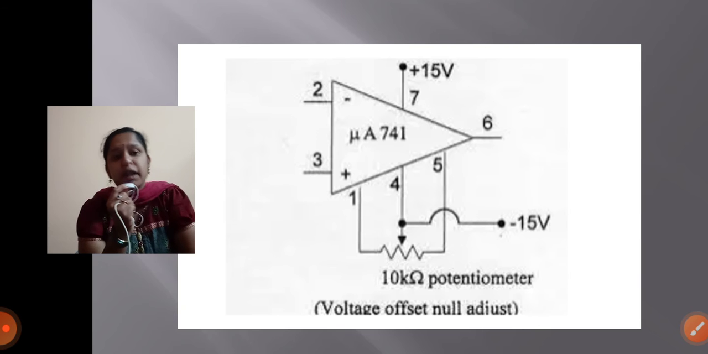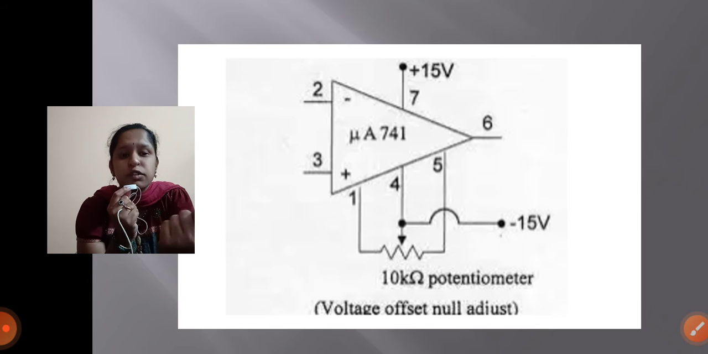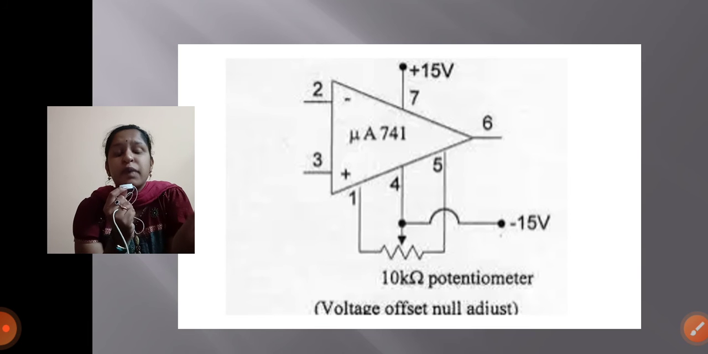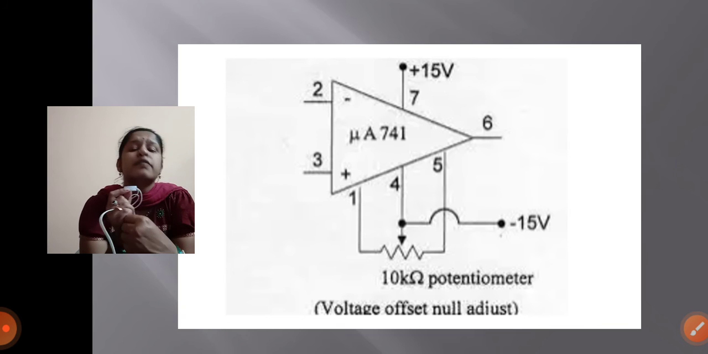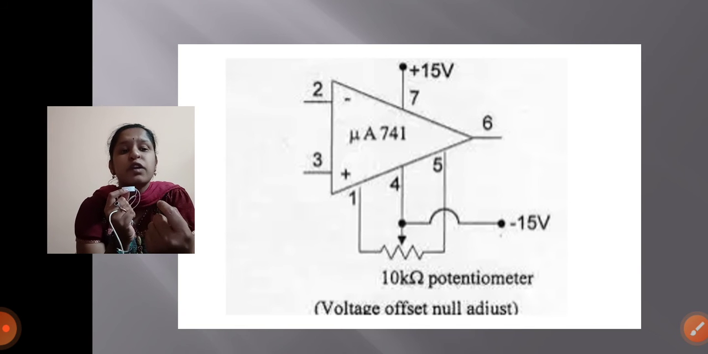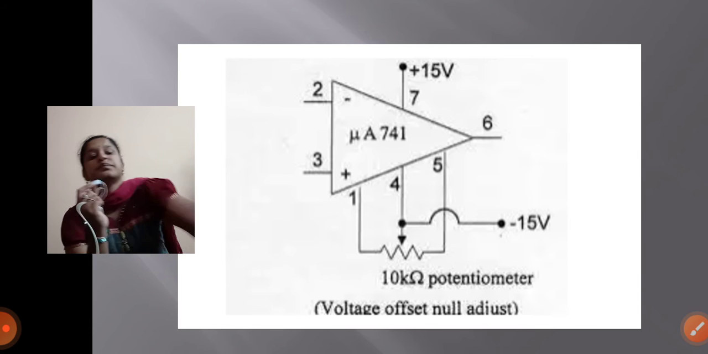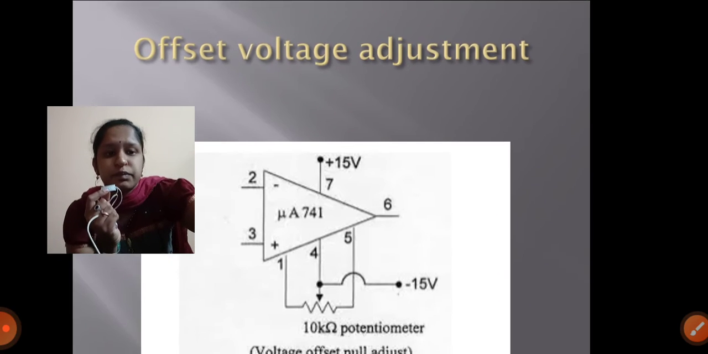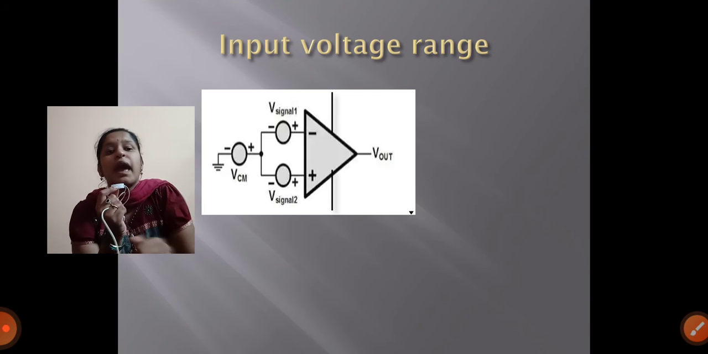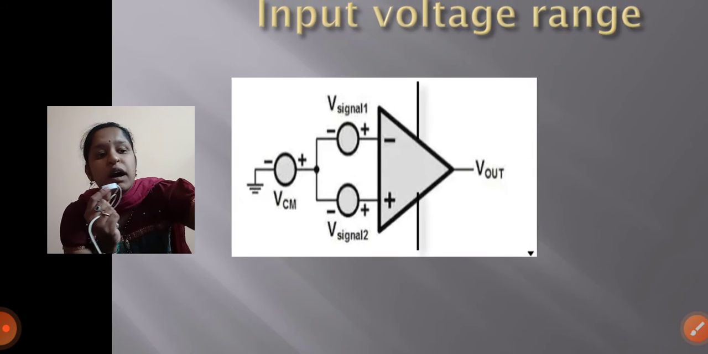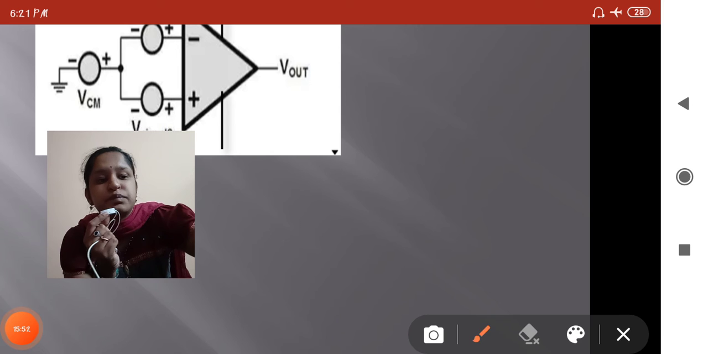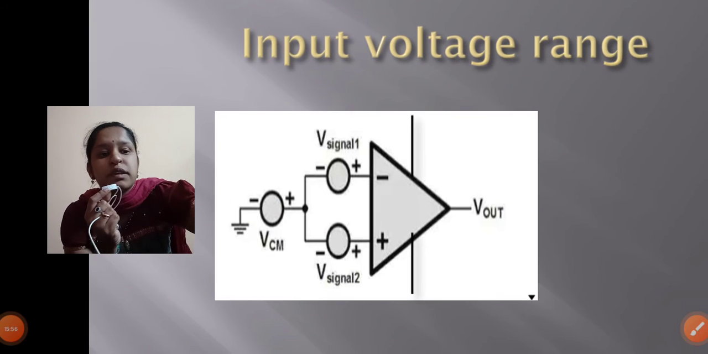Then we have to set it, and protect the IC also, and we can get a very good output, right? We can get the output without noise and without distortion. Input voltage range. Input voltage range means I'm going to write something here, the voltage range.